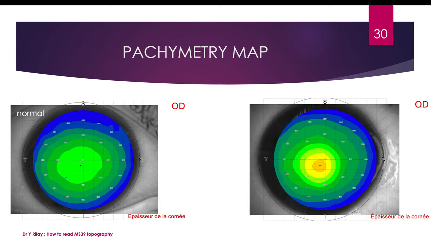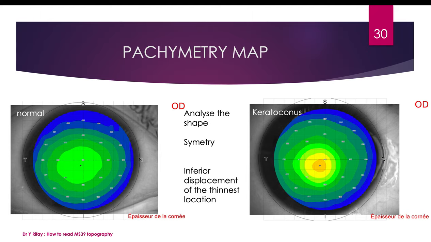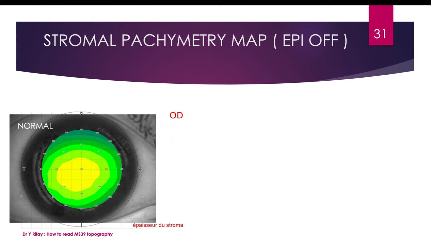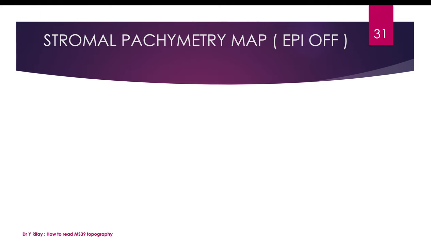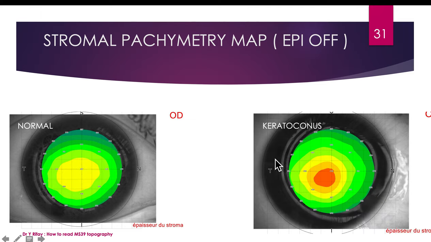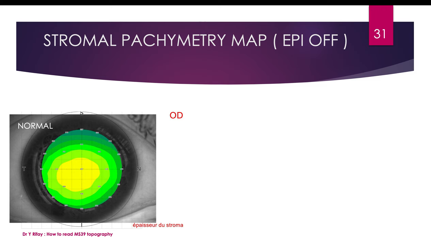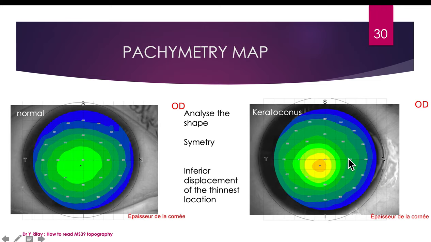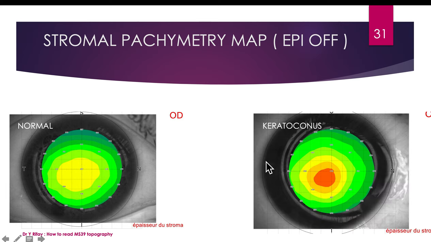But we will compare with another interesting map, which is the stromal pachymetry map. Here we have the total pachymetry map and here the stromal pachymetry map. It means without epithelium. And in this map, we will measure only the thickness of the stroma, and this is very interesting in diagnosis. So we will see in this case, this is the same case. We will have a small displacement of the thinnest location, but without the epithelium, we have a real displacement, we have the real asymmetry, because of the absence of the masking effect of the epithelium.